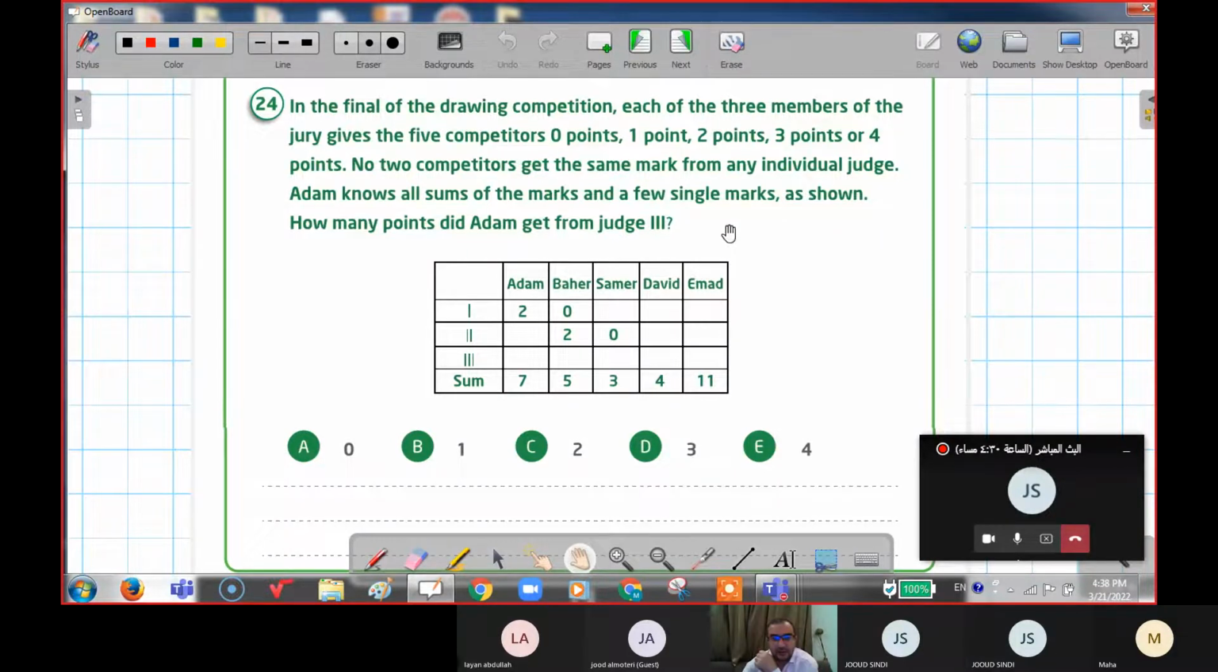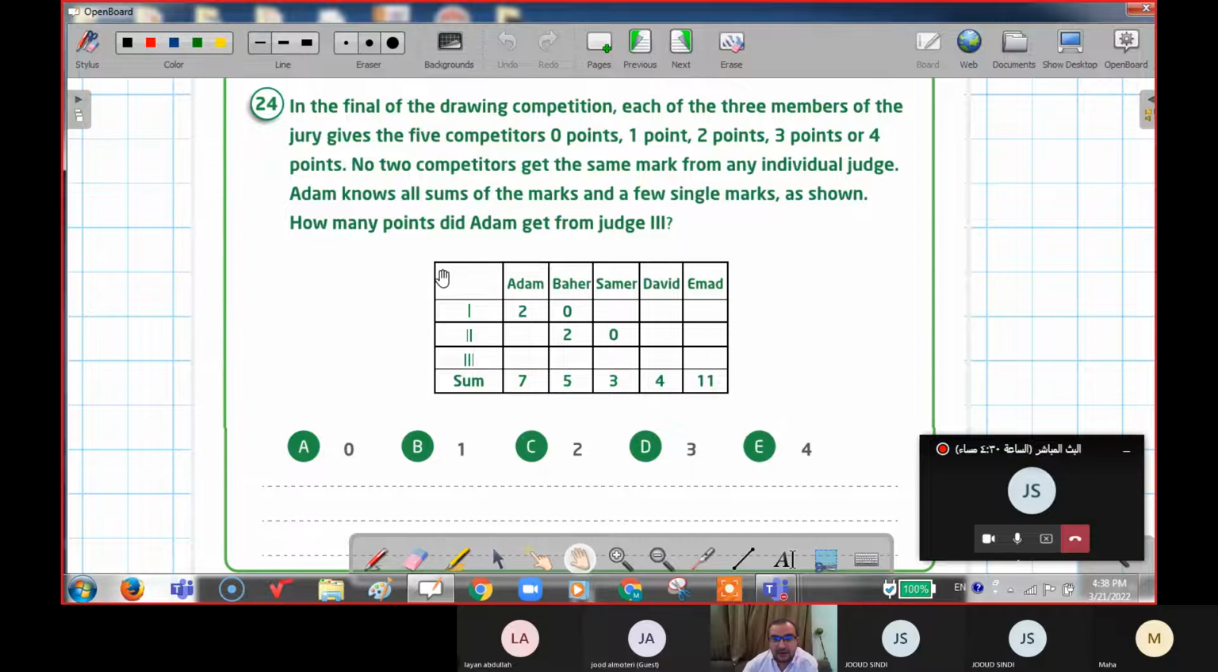Jude, can you explain to me just the first 2 sentences and the final one until 4 points? So there are 3 members in the final of a drawing competition, and there are 5 competitors. They can get 0 to 4 points, and these are the 2 lines. Yes, excellent, Jude.